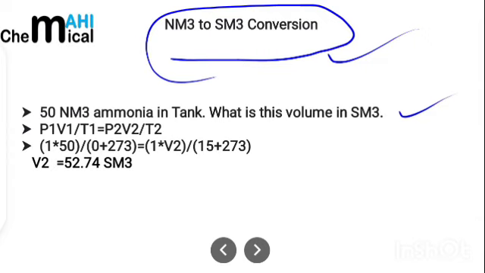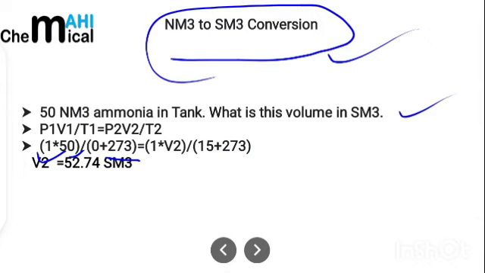and temperature in Kelvin. So 50 Nm³ of ammonia is present in a tank. We are putting that, as we know that in case of Nm³ pressure is 1 atm, here the value is 1. Then volume is given to us as 50. Here we have taken 50 divided by 0 plus 273, as the temperature in Nm³ case is basically 0. So here we are taking 0 plus 273.